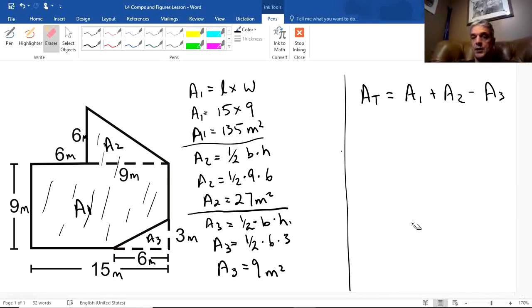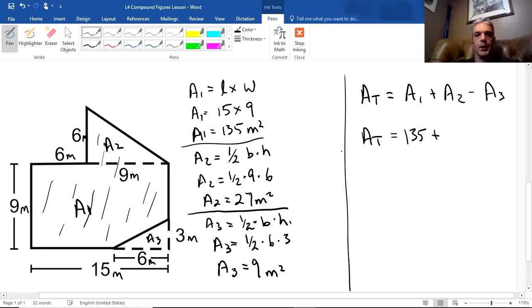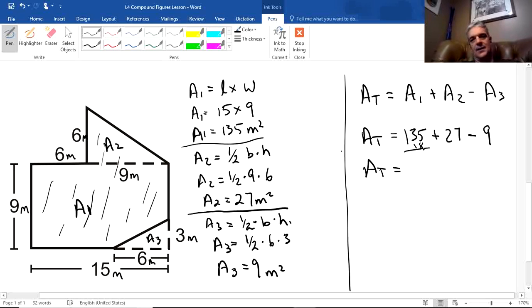So now it's ready to go over here and do the calculation for the area total. So the area total is going to be A1, which is 135, plus 27, right? And then subtract 9. And I think if you do that math, let me see if I can do it in my head here. Oh boy. I'm going to add 18 to this, and that's 153. You can do that, and I write my meters squared in there, and away I go.